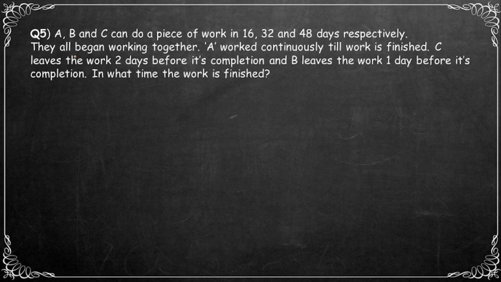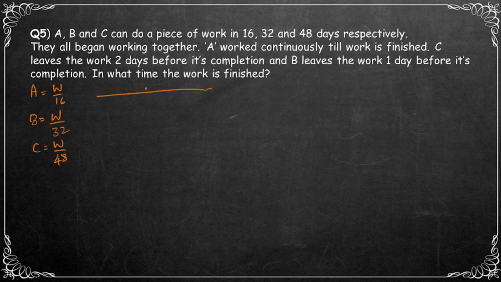Question 5. A, B and C can do a piece of work in 16, 32 and 48 days respectively. They all began working together. A worked continuously till the work is finished. C leaves the work 2 days before its completion and B leaves the work 1 day before its completion. In what time is the work finished? So A is equal to W by 16, B is equal to W by 32, C is equal to W by 48.